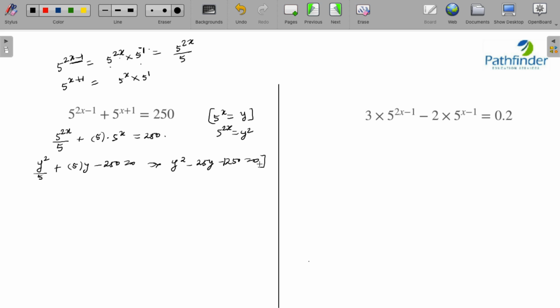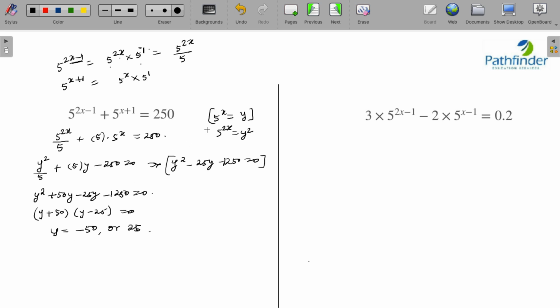Now you can solve this equation either by factorization or by Sridharacharya method, whatever you are more comfortable with. I'll simply factorize this as y square plus 50y minus 25y minus 1250 is equal to 0. So that gives you y plus 50 into y minus 25 is equal to 0. So y is equal to minus 50 or 25.